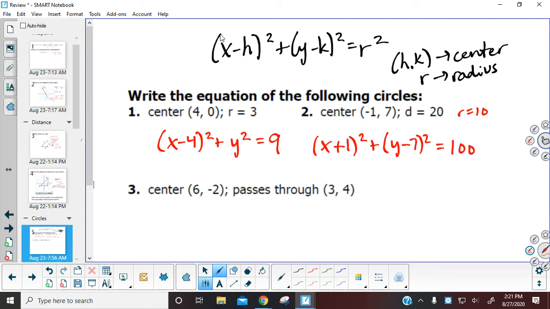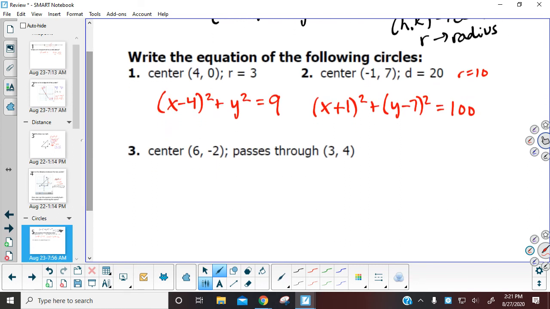Now, number 3 is a little bit different, because they don't give you the radius. They just give you the center and what it passes through. So you've got x minus 6 squared plus, and then you have, again, y minus a negative, so it turns to plus 2 squared, and we don't know what that equals, okay? But what we do know is that it passes through the point 3, 4. So this is an x value, and this is a y value. So this is a 3 here, and this is a 4 here.